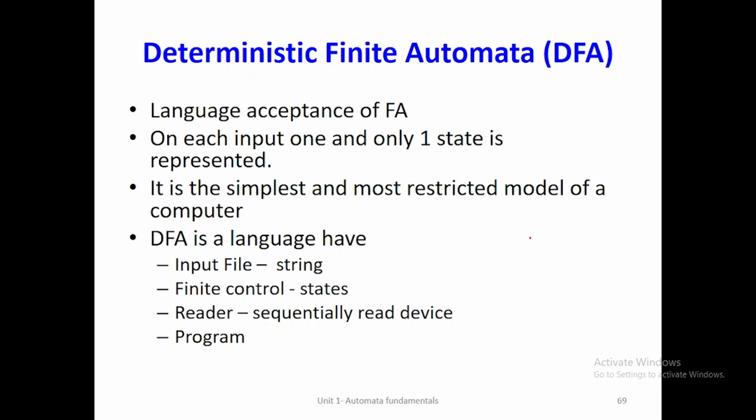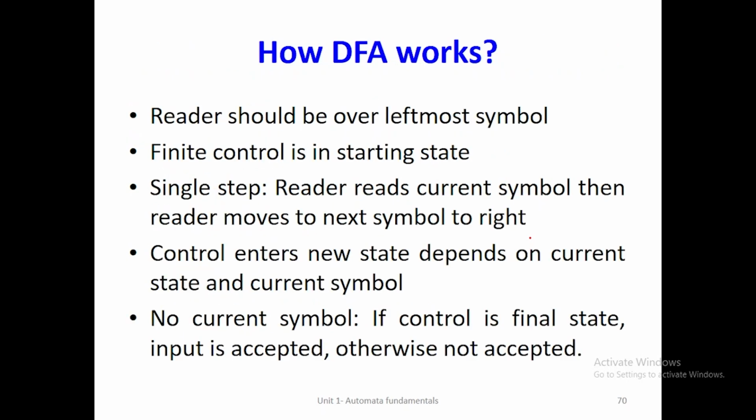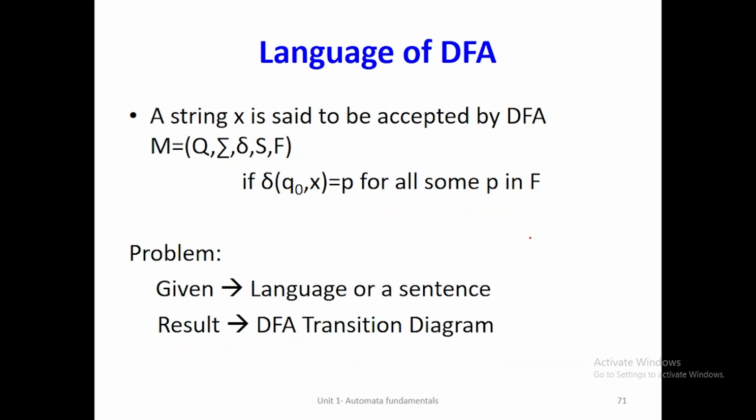In a deterministic finite automata, on each input only one state is represented for the given notations. So how does DFA work? The reader should consider the symbols from the leftmost onwards. The finite control should start with the starting state. In a single step, only one symbol can be checked. These are the conditions. The language of a DFA means where the acceptance is available. If you give a correct input to a finite automata, it should go to the final state. That is the condition of the language of DFA.